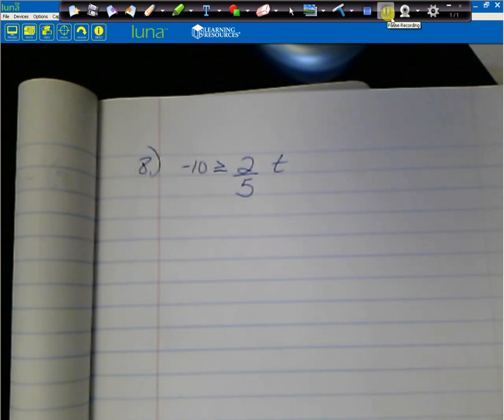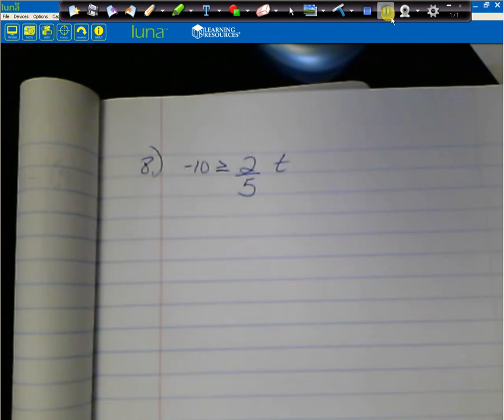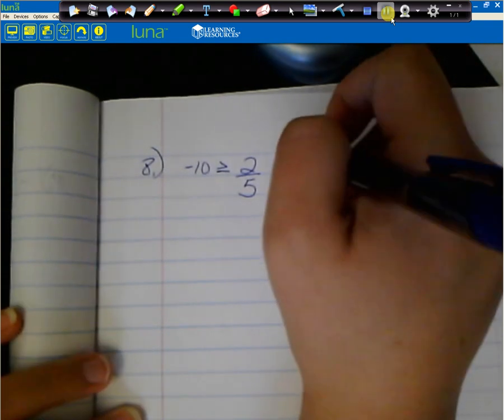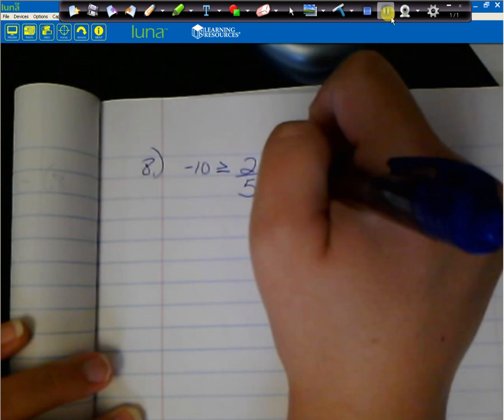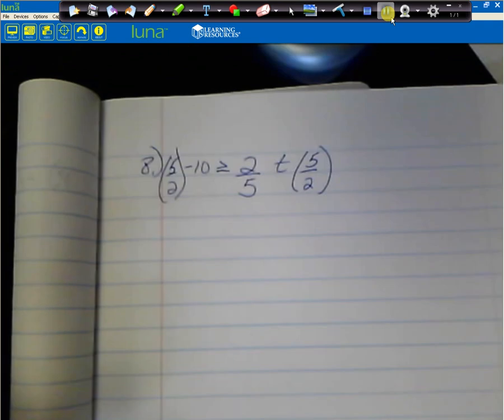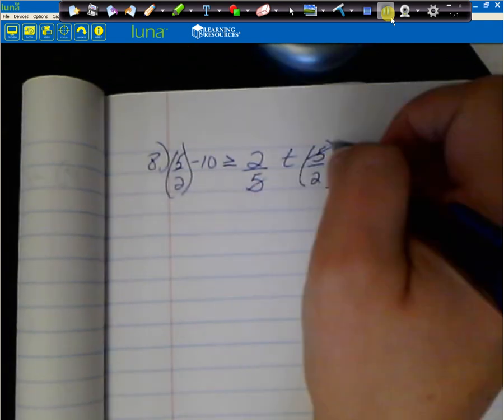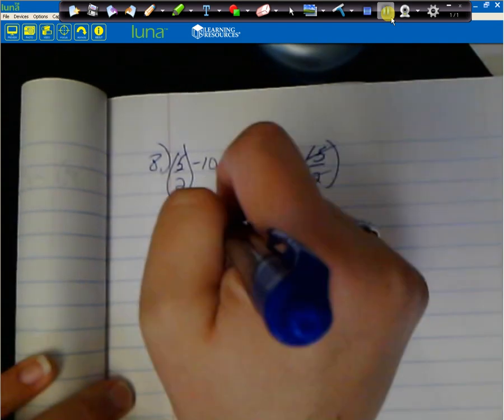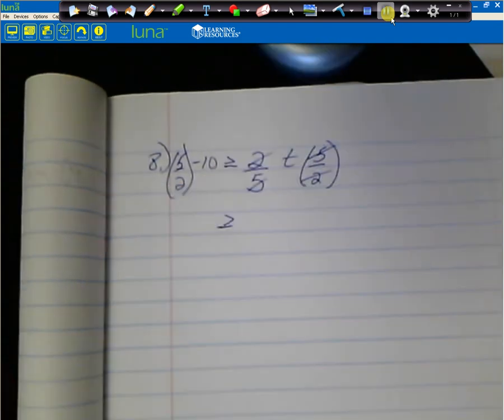All right, we're going to look at number 8 on paper. So we're going to say negative 10 is greater than or equal to 2 over 5t. Again, I need to get that t by itself, so I need to move the 2 over 5. And the mathematically correct way to move that fraction: I don't divide by 2 over 5, I'm going to flip it and multiply. So I'm going to multiply both sides by 5 over 2. That way my 5's cancel and my 2's cancel. And this time, my inequality symbol is going to stay greater than. It's not going to flip because the 2 over 5 was a positive 2 over 5.